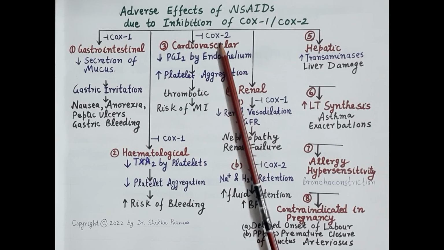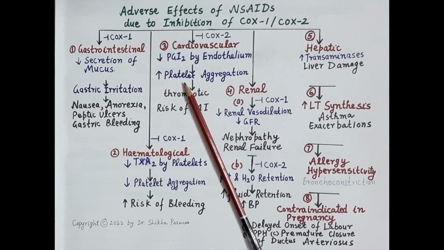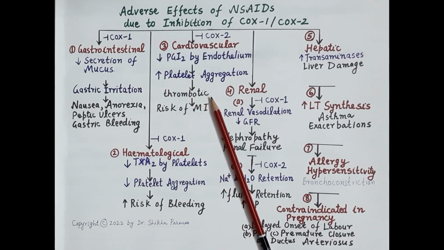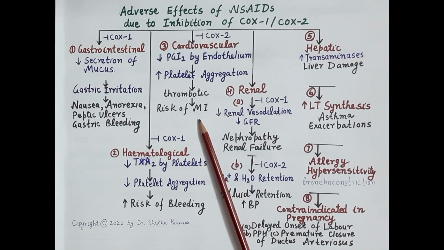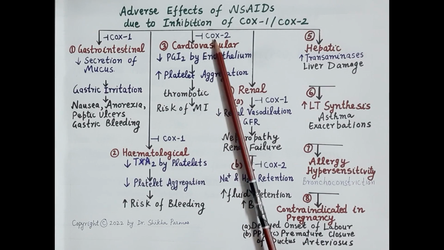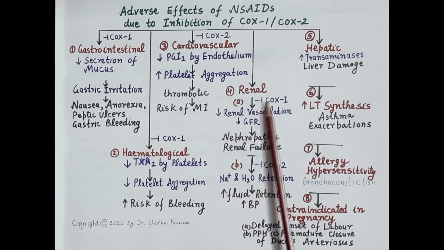Now, blockage of COX-2 causes reduced secretion of prostacyclin, which increases platelet aggregation, which further causes formation of thrombus and increased risk of myocardial infarction and stroke. Now, selective COX-2 inhibitors are associated with increased risk of myocardial infarction and stroke.